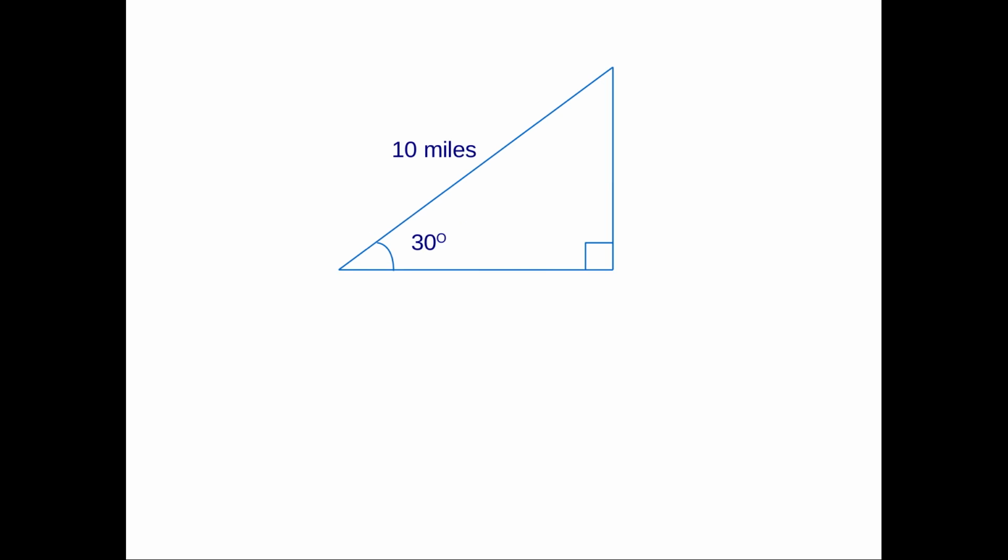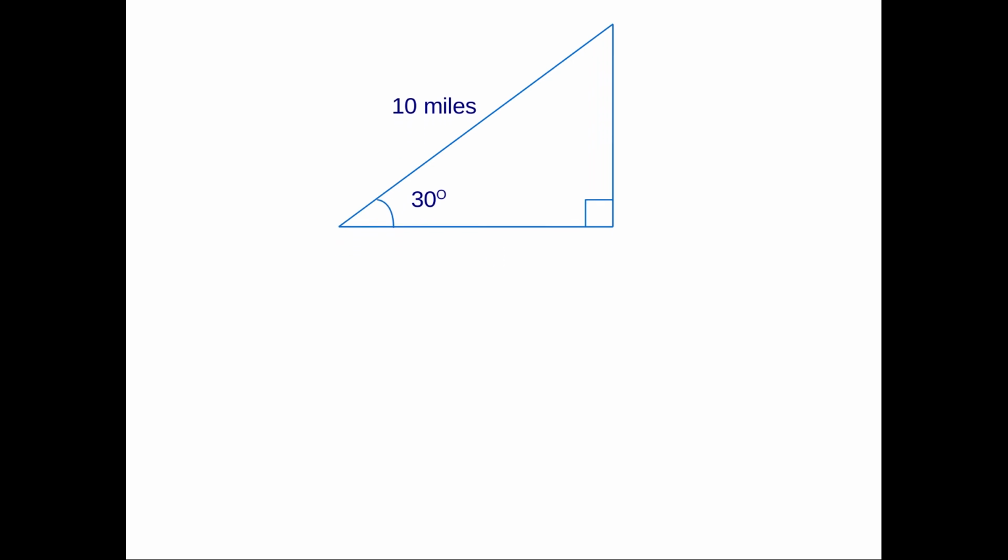So here's another simple example. Let's say your triangle has an angle of 30 degrees and a hypotenuse length of 10 miles. You're asked to solve for the side that's adjacent to the 30-degree angle. So in this case, since x is the adjacent side, it's the smaller side that's physically touching the angle, we're going to use the cosine function because it relates the length of the adjacent side to the hypotenuse for a given angle.